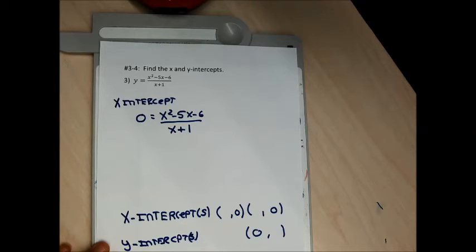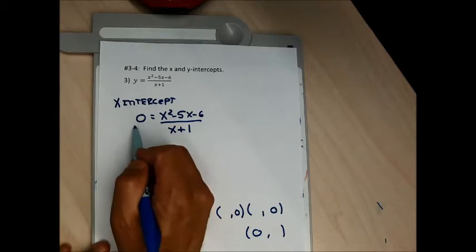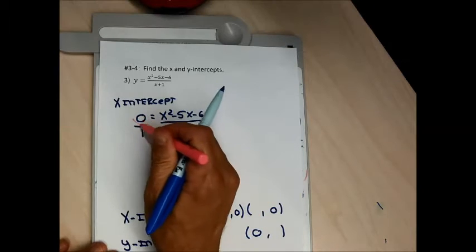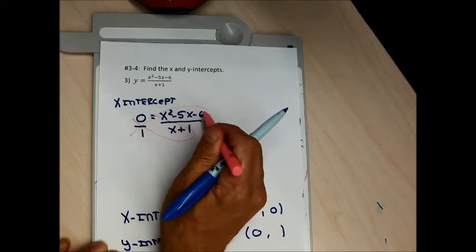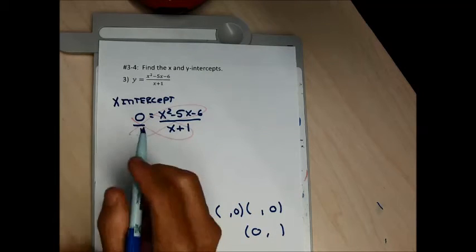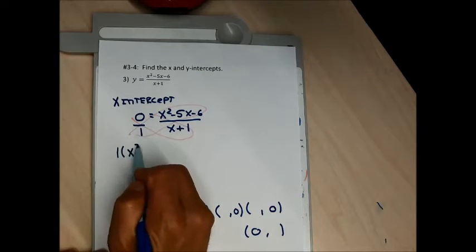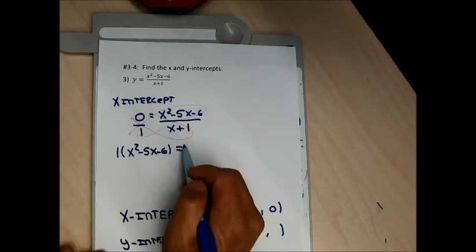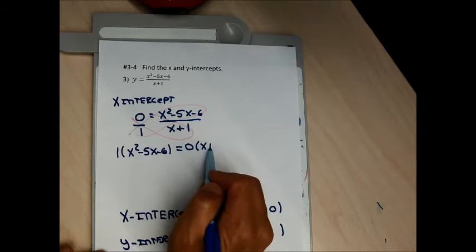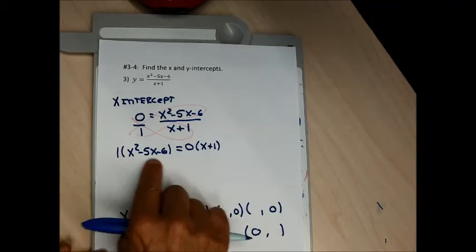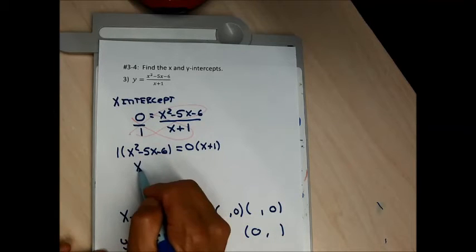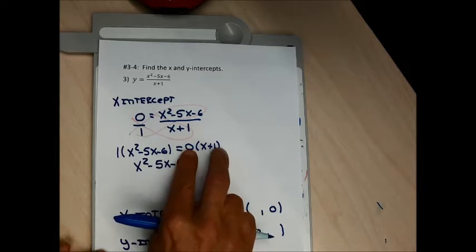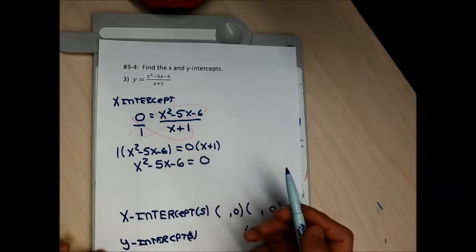I'm going to set it up to solve by cross multiplying. I can write the 0 as a fraction by writing it over 1. And that makes it so now I can cross multiply to help myself get an answer for x. When I cross multiply up, I get 1 times x squared minus 5x minus 6. And when I cross multiply down, I get 0 times x plus 1. 2 really easy multiplications. This multiplication just gives you x squared minus 5x minus 6, because 1 times anything is itself. This multiplication gives you 0, because 0 times anything is 0.